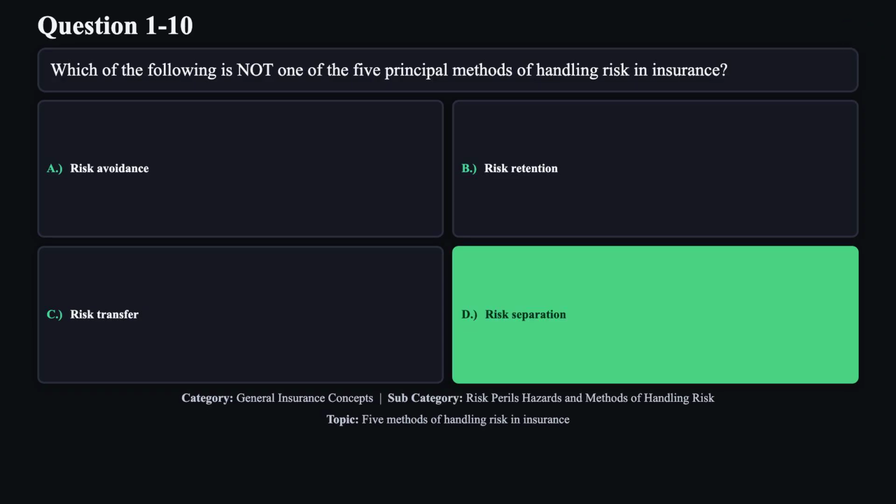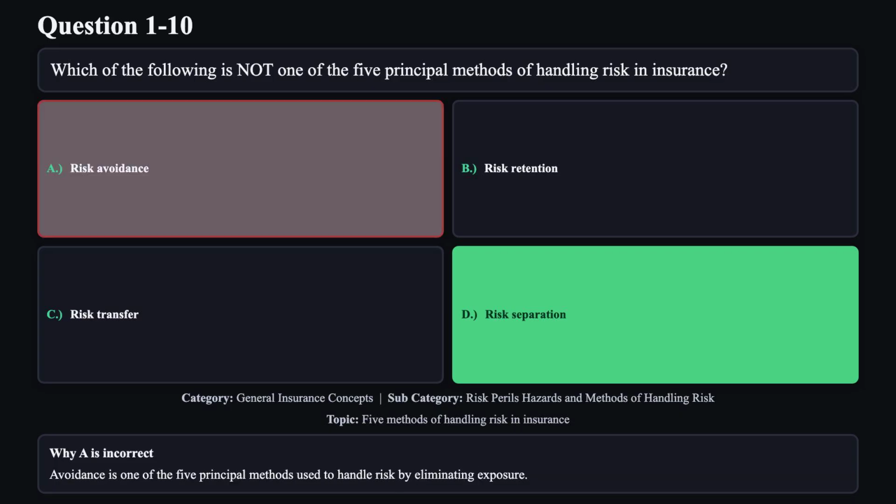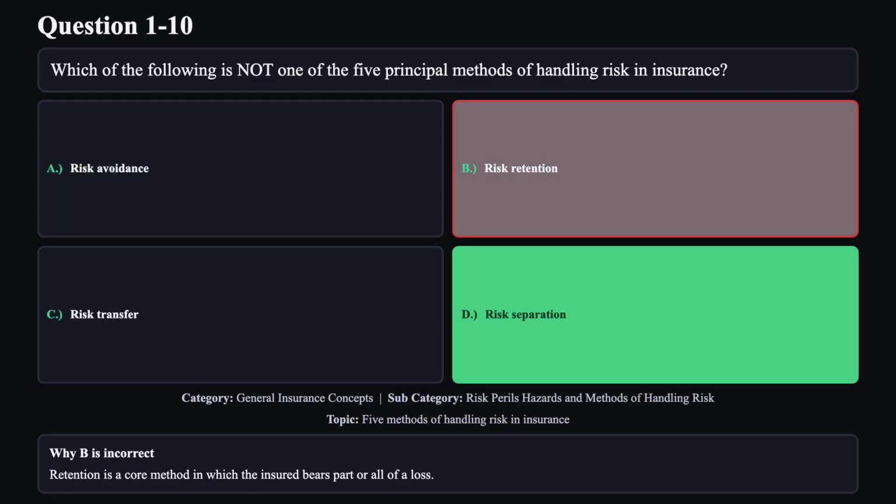The correct answer is D. The correct answer is that risk separation is not listed among the 5 core methods, which are avoidance, retention, reduction, transfer, and sharing. Reason A is not correct. Avoidance is one of the 5 principal methods used to handle risk by eliminating exposure. Reason B is not correct.